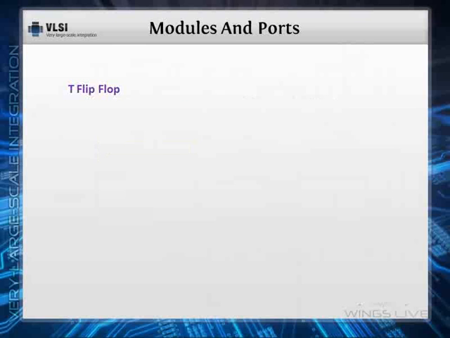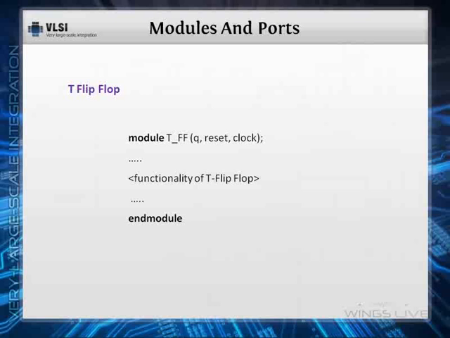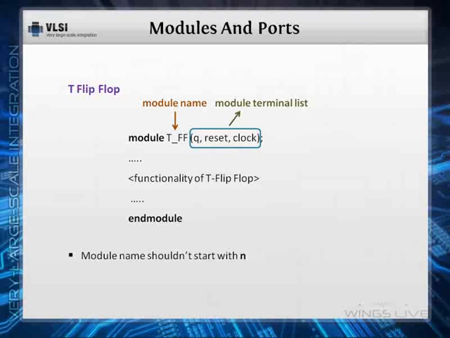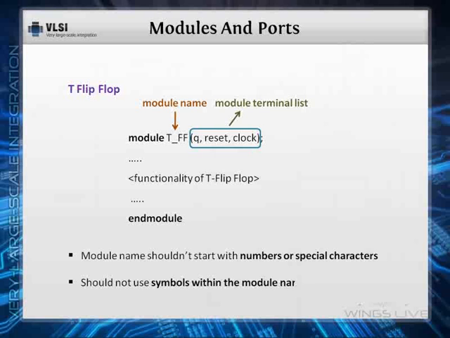Now, we can define the T flip-flop as a module. It looks like this. Here, we've given the module name as T flip-flop, and the module terminal list has inputs and outputs of the T flip-flop, which are Q, reset, and clock. Here we have to remember that module names shouldn't start with numbers or special characters, and we should not use symbols within the module name. Finally, we should end with endmodule. The internals of the module are not visible to the environment. I will discuss module internals in forthcoming tutorials.